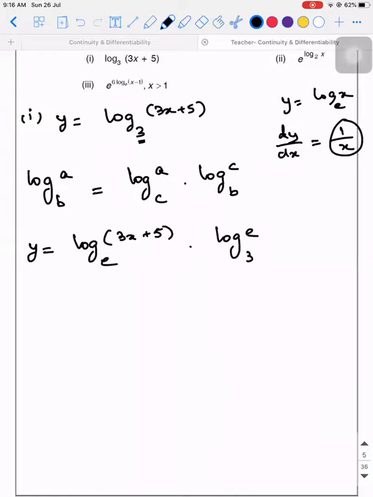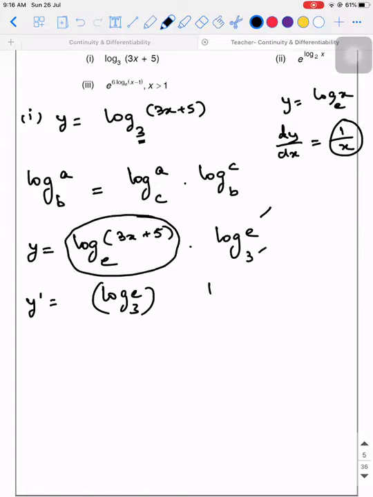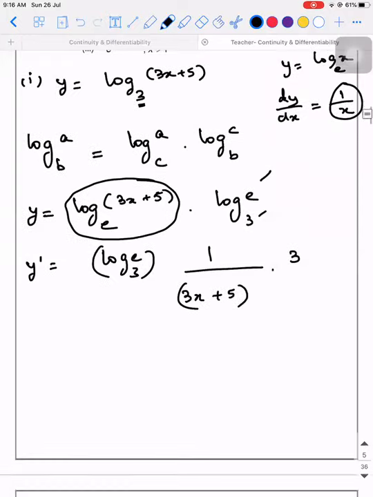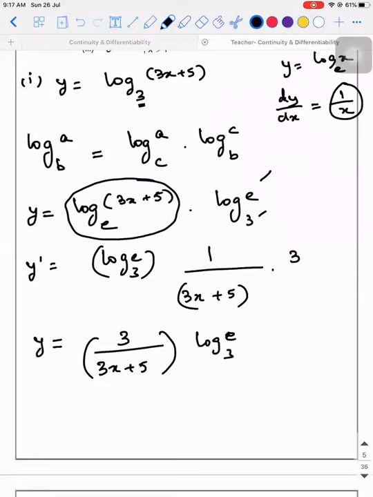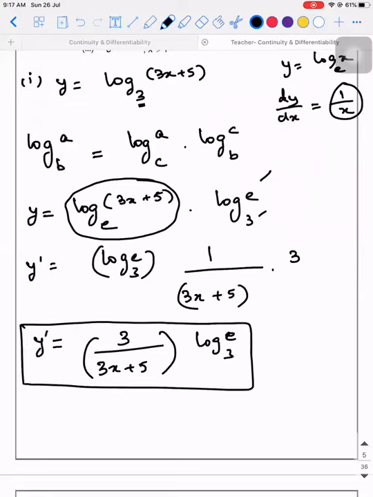Did you guys understand? Now if I do y dash, I get log of e base 3, which is a constant. Log e is a constant number and 3 is also a constant number, into the derivative of this function: 1 by 3x plus 5 into the derivative of 3x, which is 3. Did you understand this?